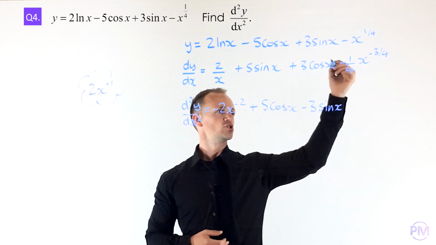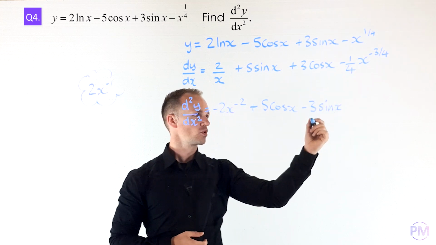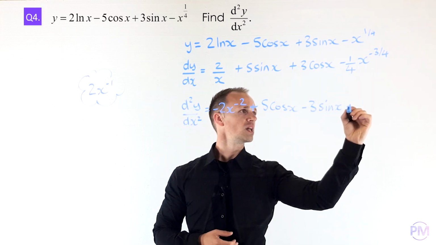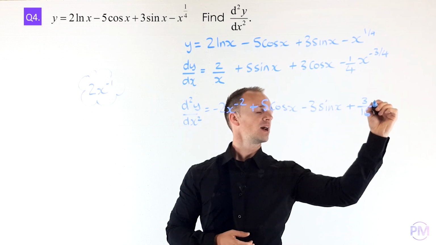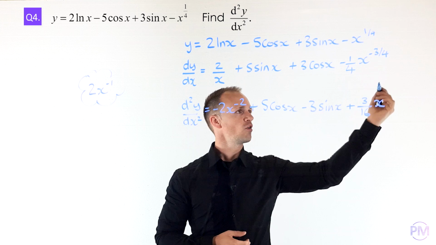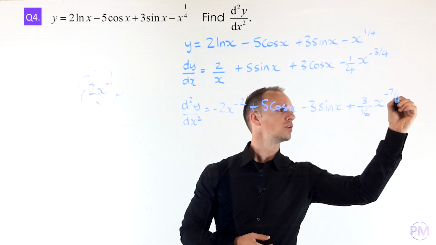And if we differentiate the final term, we're going to do minus 3/4 times minus 1/4. The minus signs will cancel out. We're going to end up with 3 over 16x, and reduce the power by 1 is going to give us minus 7 over 4.